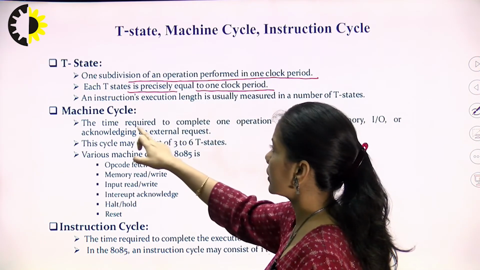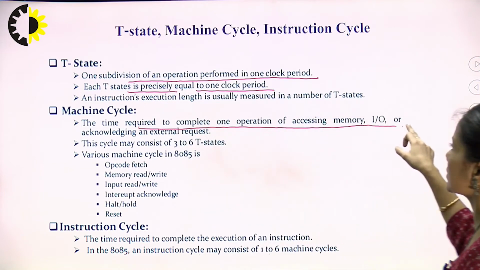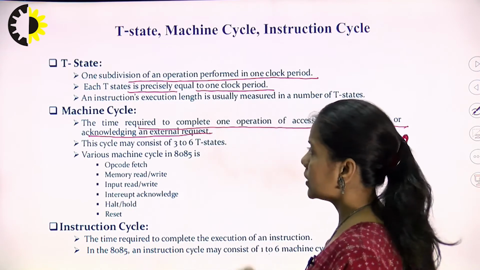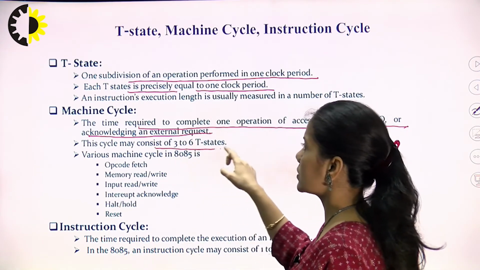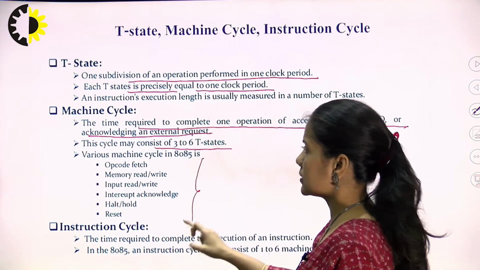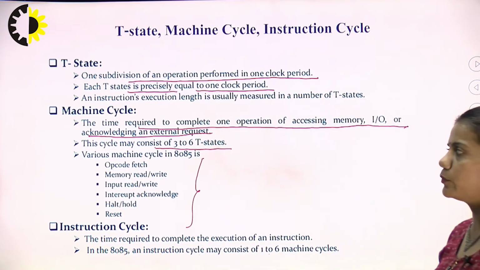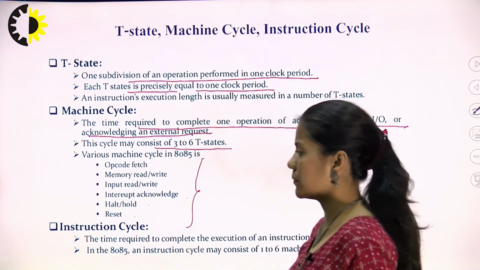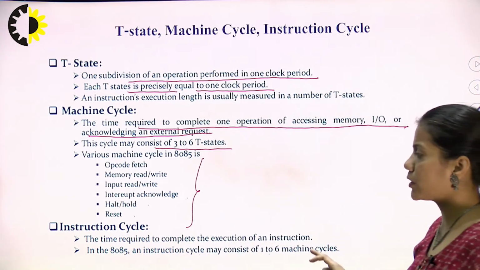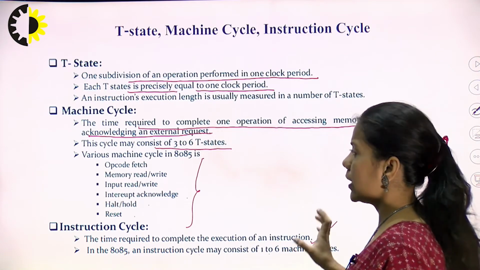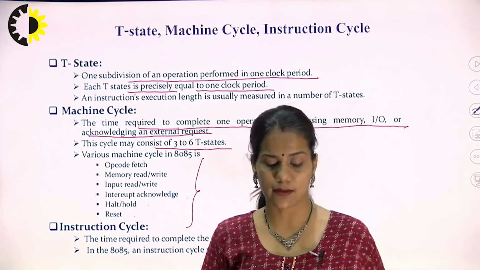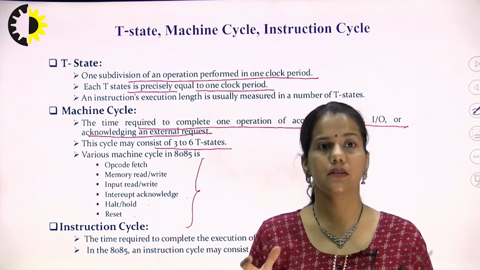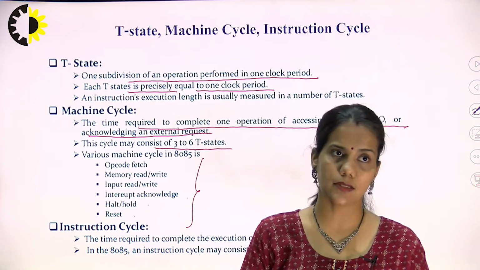Machine cycle is the time required to complete one operation of accessing memory, input, output, or acknowledging an external request. This machine cycle consists of 3 to 6 T states. The various machine cycles are opcode fetch, memory read or write, input read or write, interrupt acknowledgement, halt or hold, and reset. The instruction cycle means the time required to complete the whole instruction, and it may be a combination of different machine cycles. So, we can say that machine cycle is the combination of T states and instruction cycle is the combination of various machine cycles.